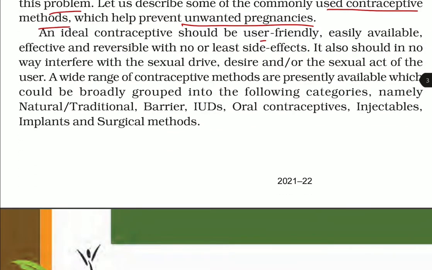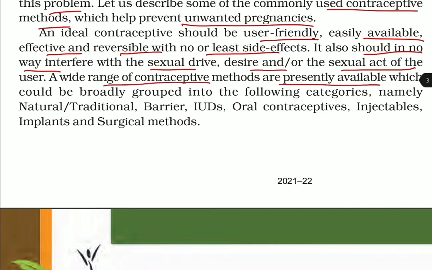An ideal contraceptive should be user-friendly, easily available, effective, reversible with no or the least side effects. It also should in no way interfere with the sexual desire or the sexual act of a user. A wide range of contraceptive methods are presently available which could be broadly grouped into the following categories, namely natural, traditional, barrier, IUDs, oral contraceptives, injectables, implants and surgical methods.